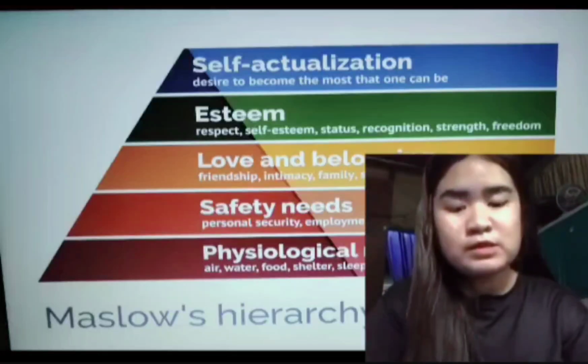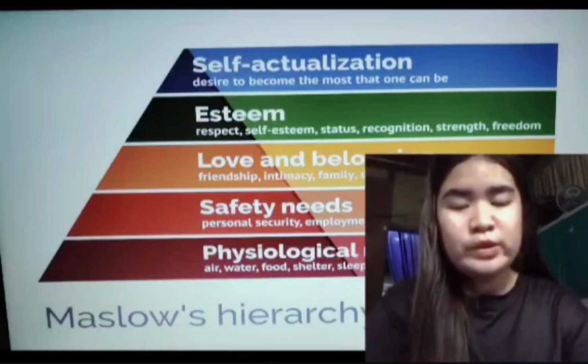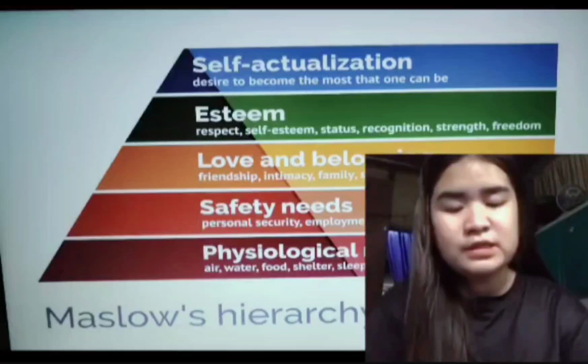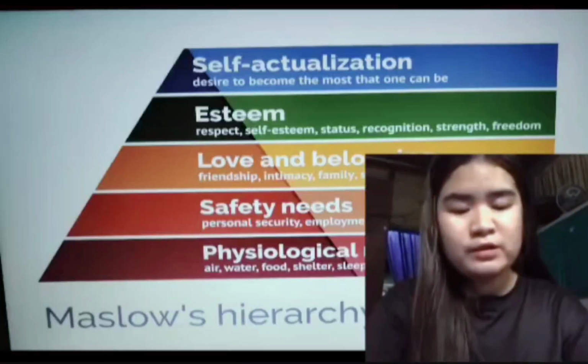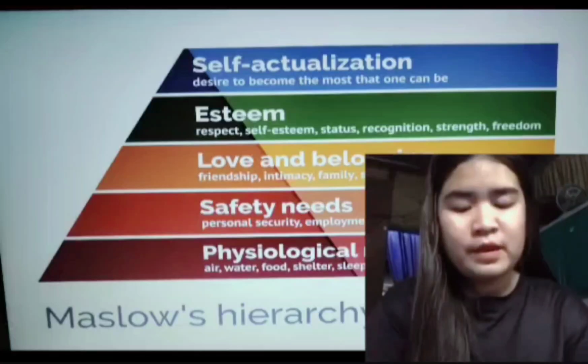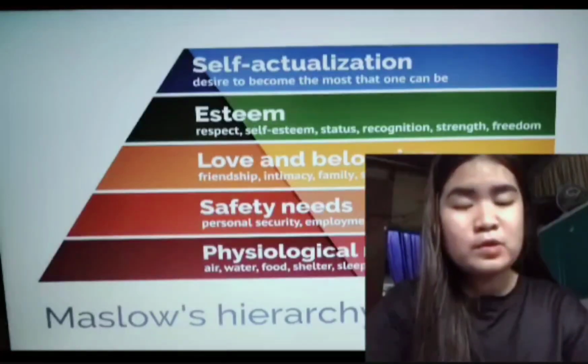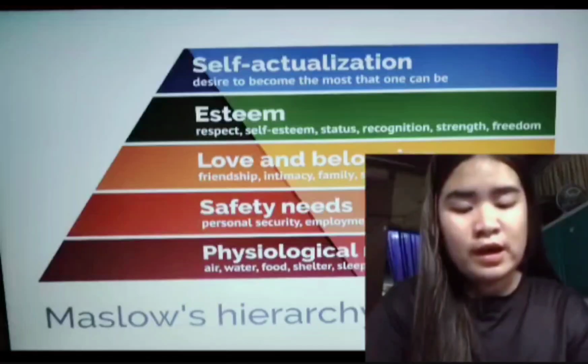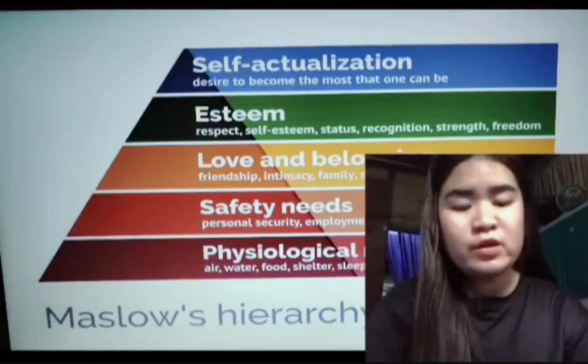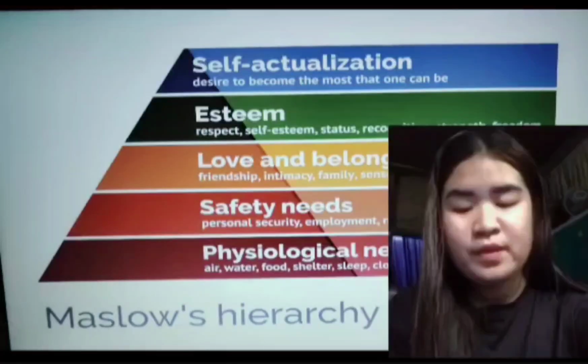Examples of self-actualization: first is pursuing a dream career. Second is developing artistic talent. Third is writing a book or creating content. Fourth is volunteering or activism. Five is traveling or exploring new cultures. Six is learning new skills or hobbies. Seven is mentoring or coaching others.